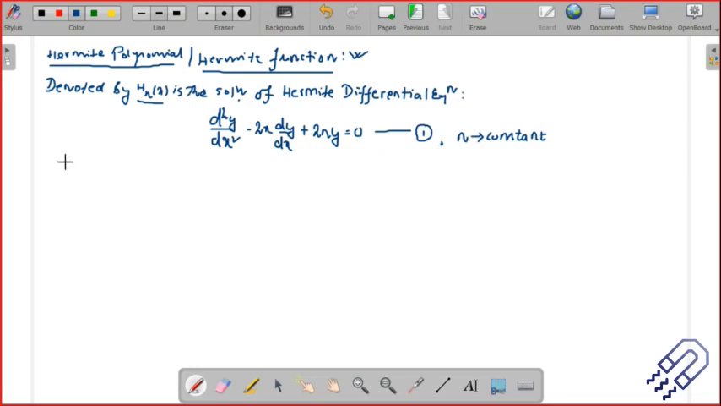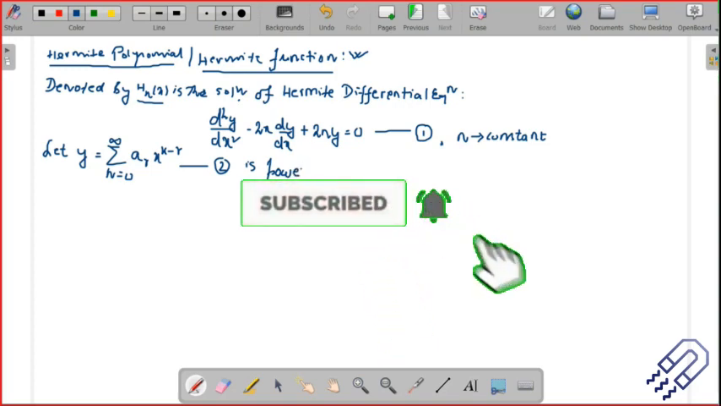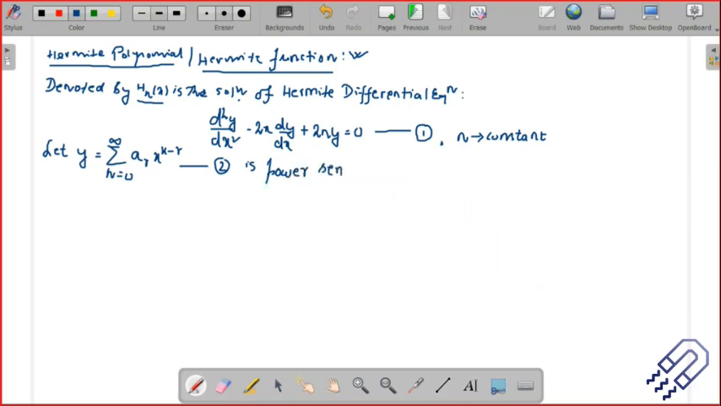If you just want to find a series for this, first it is assumed. Let's write it down. Let y equal summation n equals 0 to infinity a_r x to the power k minus r. Let's mark this as number 2. This is called the power series. We are going to find out the values of a0, a1, a2 and so on. That is our aim in this particular idea.